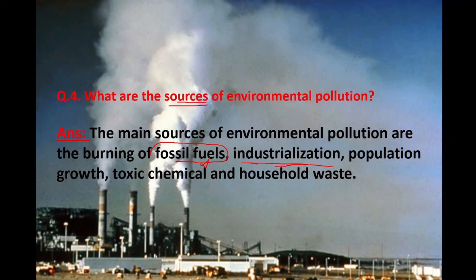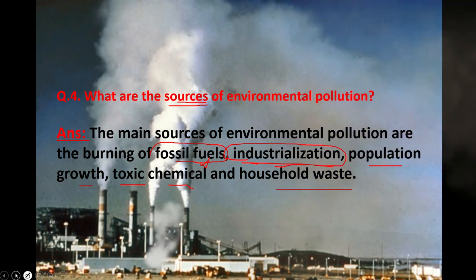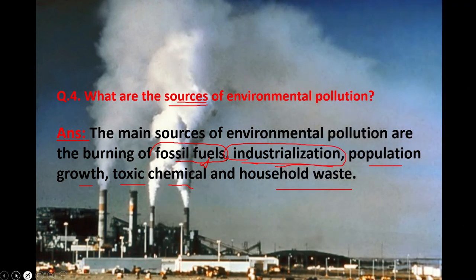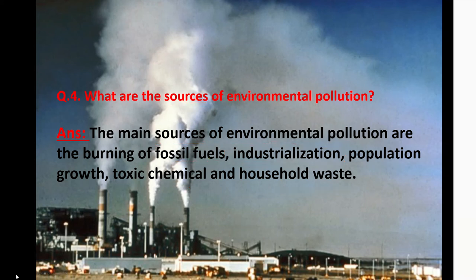So what do you mean by industrialization? Industrialization is the process of developing industries in a country. All right. So population growth is another source. Toxic, that is poisonous chemicals, and household waste, that is a source, guys. So that is the source of environmental pollution. Industries and vehicles are the main source of pollution.